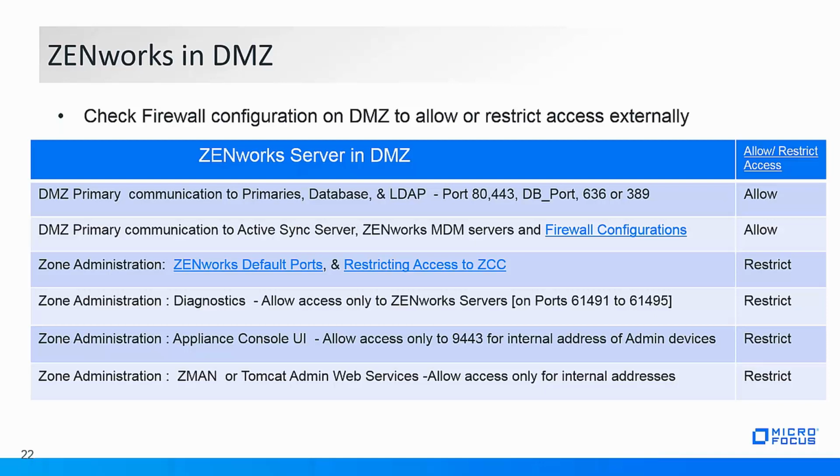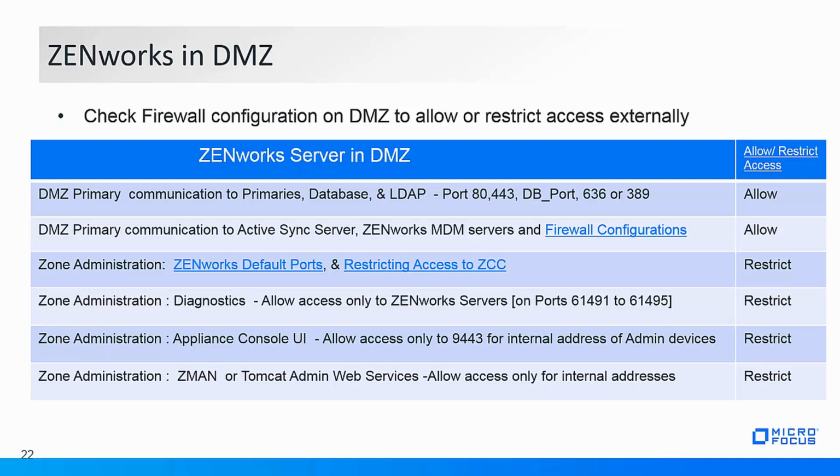For zone administration, ZCC tasks, there are default ports that are documented. You can look at those and allow access to only those ports and restrict other ports. Restricting access to ZCC can be done if you have multiple servers and your DMZ server may not have access for the remote users for the ZCC. So you can do ZCC restriction where remote users may not have to access ZCC to manage the zone. They can always use the internal ZCC servers for doing that, or the ZENworks server.